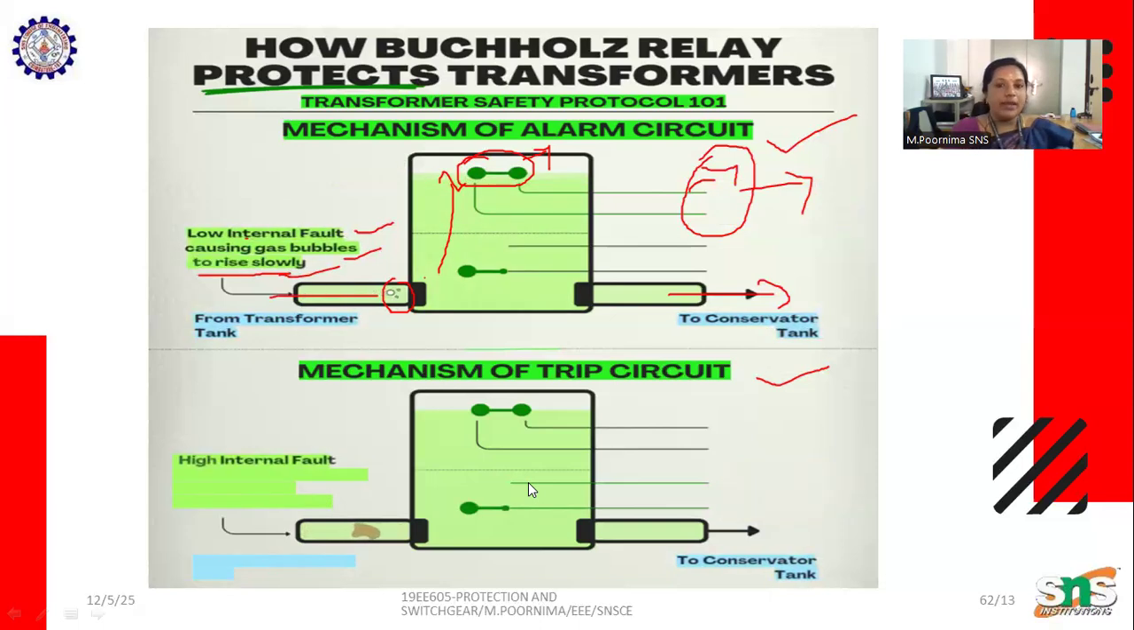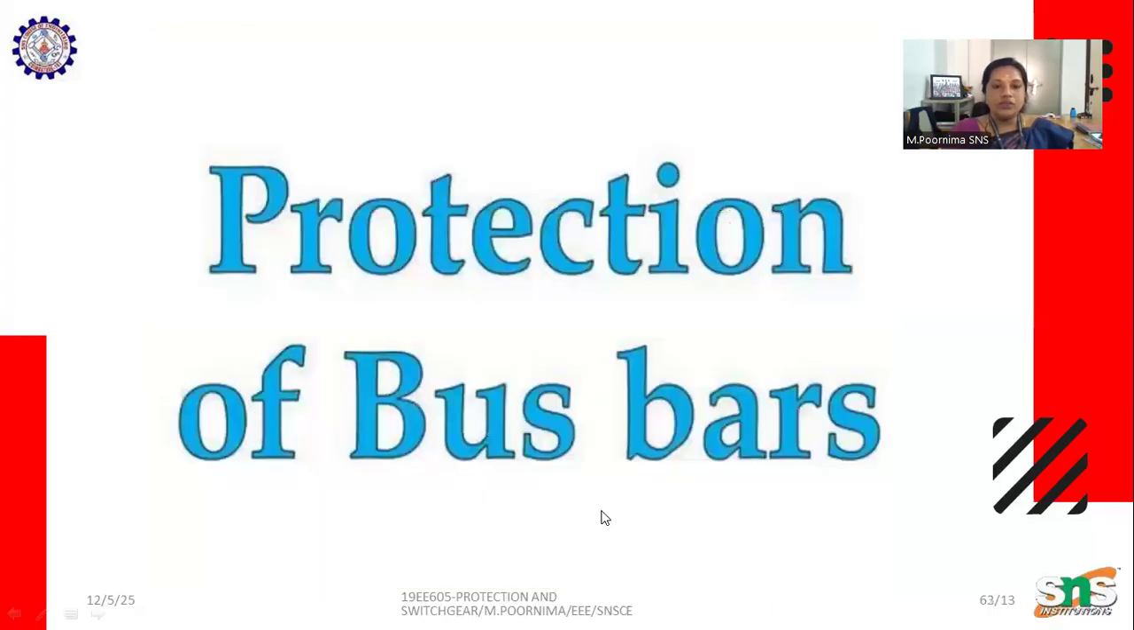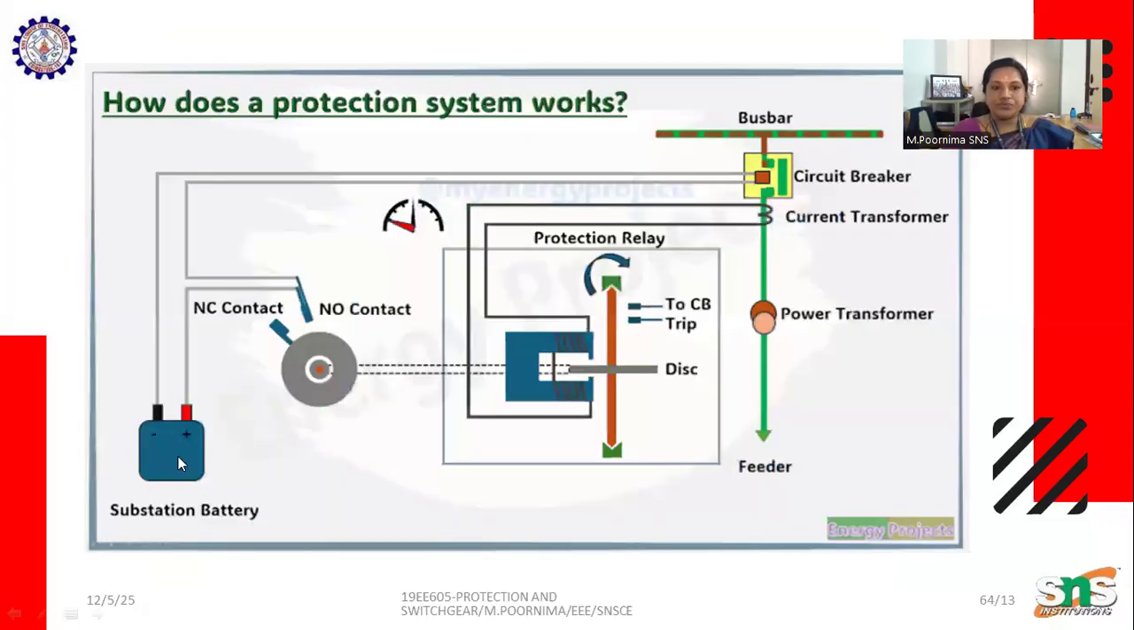I hope you understand this. Now coming to the protection of the bus bar. Before that, here we can see basic protection. Here we have a bus bar, circuit breaker, and current transformer. This is the power transformer. This is the feeder and bus bar, where the power supply moves.